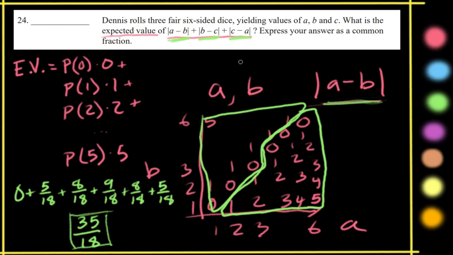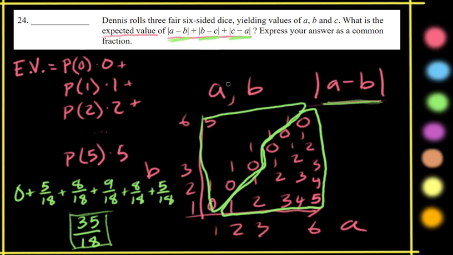Well, they're not independent of each other, but let me put it this way. A minus B is independent of the value of C. So there are 6 different values you could roll for C, but this expected value of A minus B doesn't depend on what you get for C.